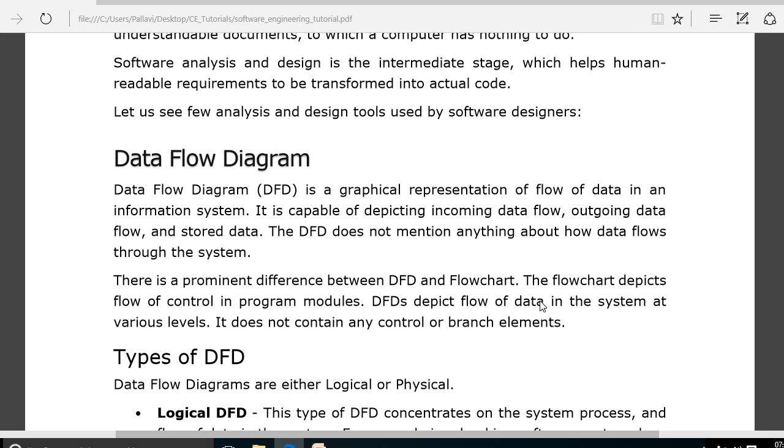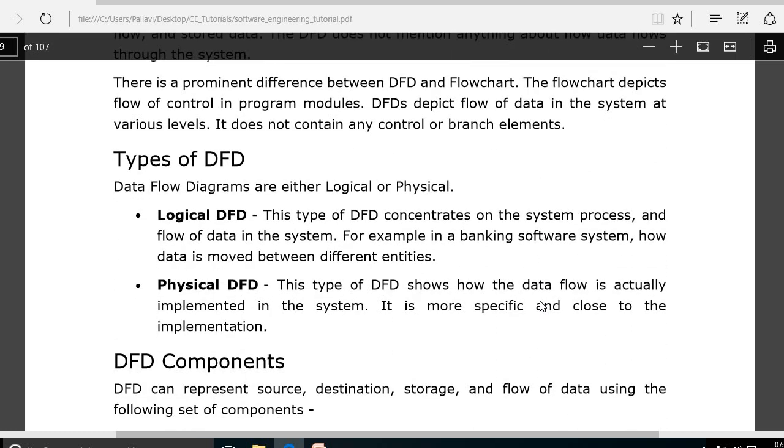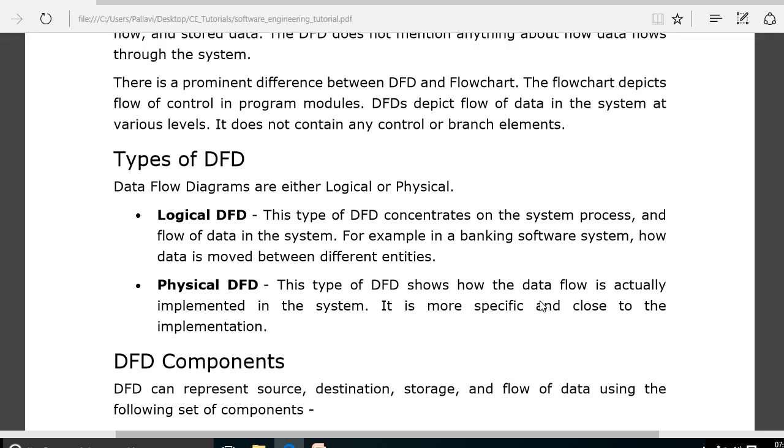Types of DFD. There are basically two types of data flow diagrams. One is logical DFD and another is physical DFD. Logical DFD concentrates on the system process and flow of data in the system. For example, in a banking software system, how data is moved between different entities. And physical DFD shows how the data flow is actually implemented in the system. It is more specific and close to the implementation.